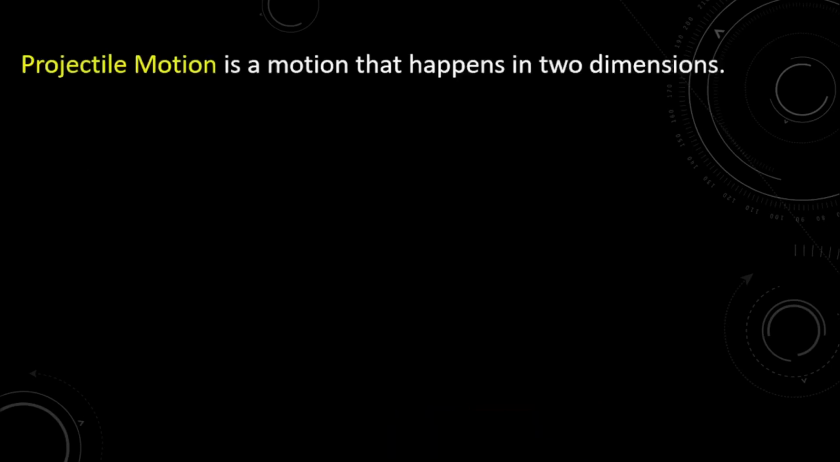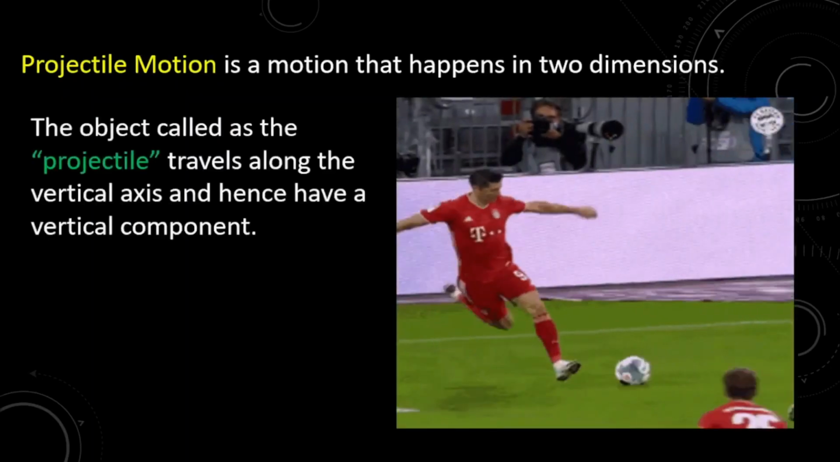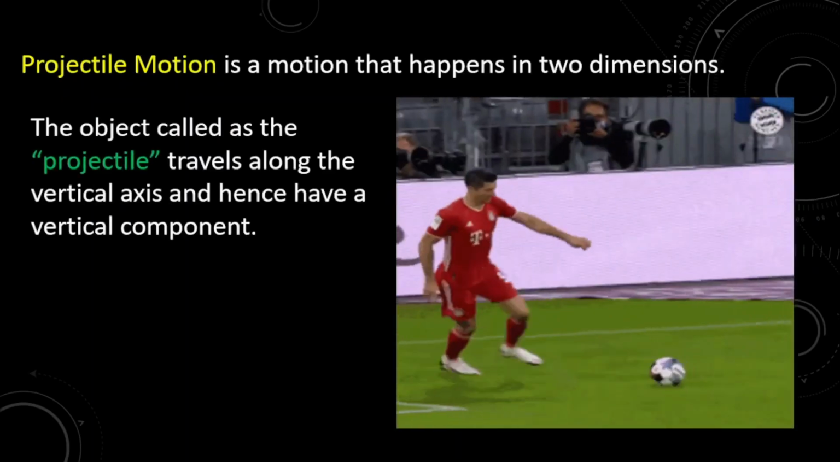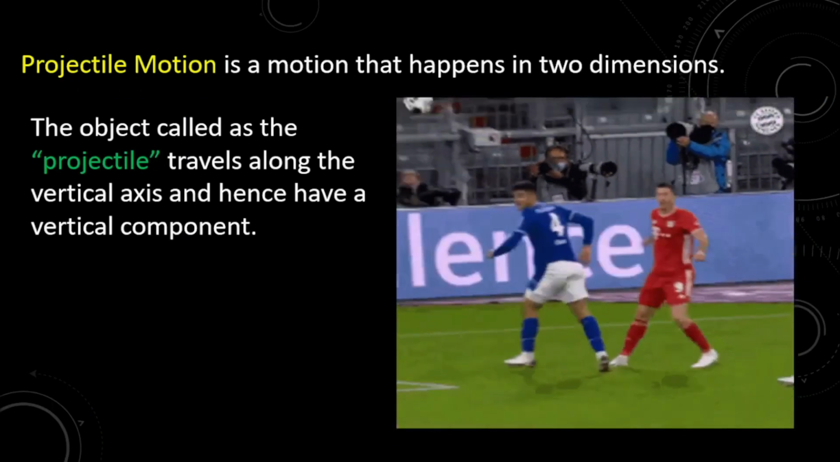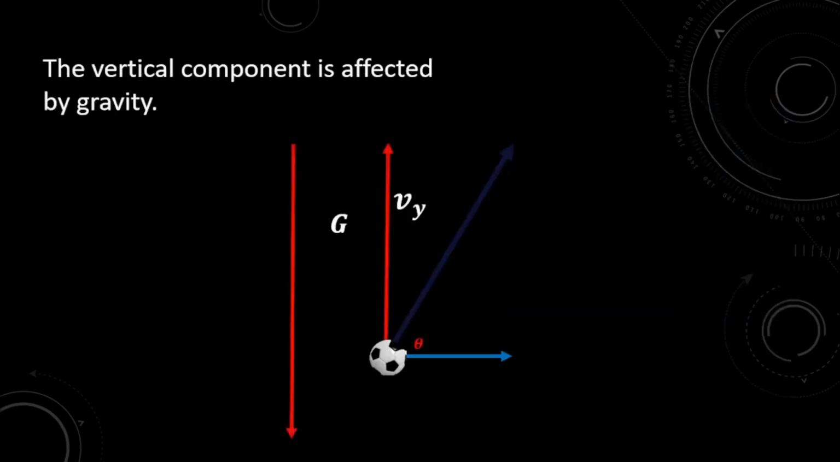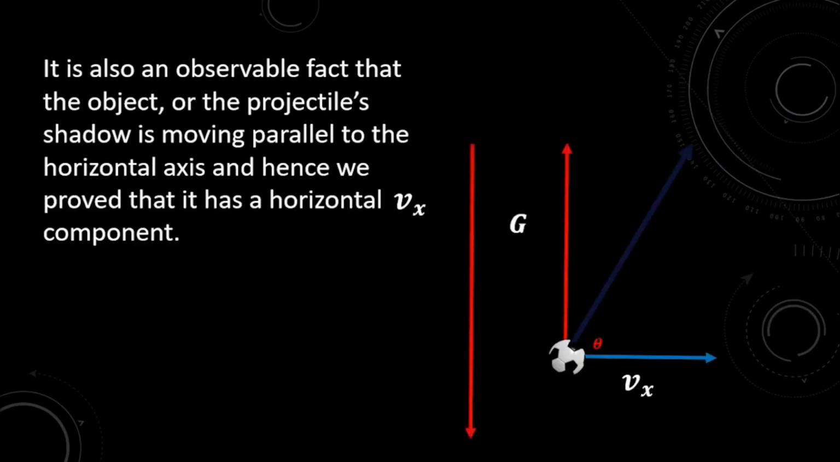Projectile motion is a motion that happens in 2 dimensions. The object, called the projectile, travels along the vertical axis and hence has a vertical component. The vertical component is affected by gravity. It is also an observable fact that the projectile's shadow is moving parallel to the horizontal axis, and hence we proved that it has a horizontal component.